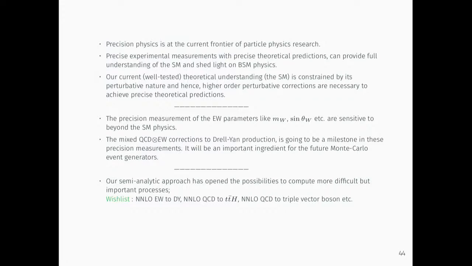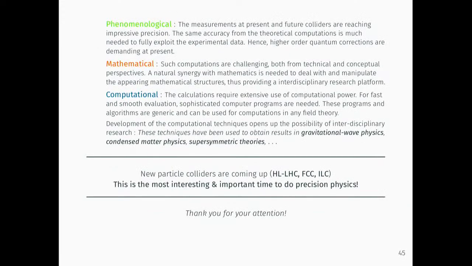And then the last thing: our semi-analytic approach has opened the possibility to compute more difficult but very important processes, which is going to be next. This is the same thing in summary: phenomenological importance is there, but I would also like to say that it is mathematically very important, because once we try to compute this, we face new functions, or new techniques can be used for that. People are using things like graph theory, so there is a natural synergy with mathematics. One needs to find all the mathematical structures to succeed in the computation.